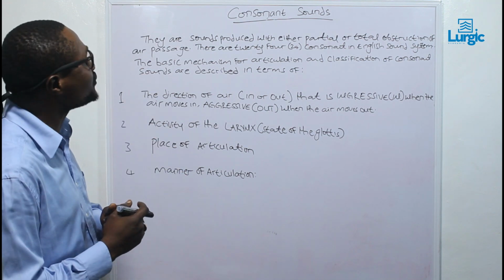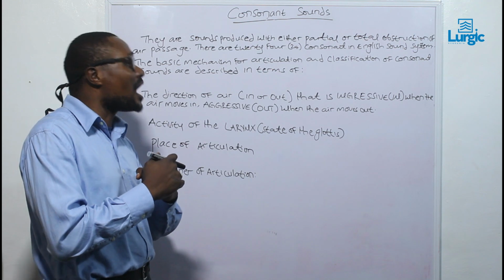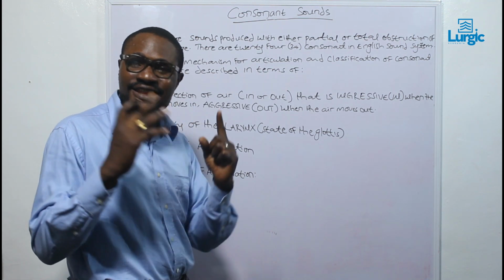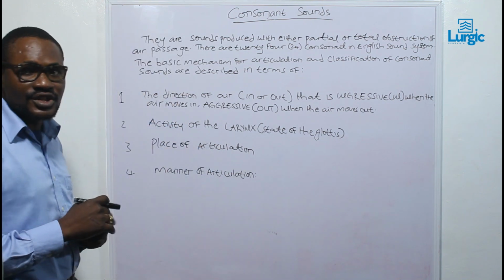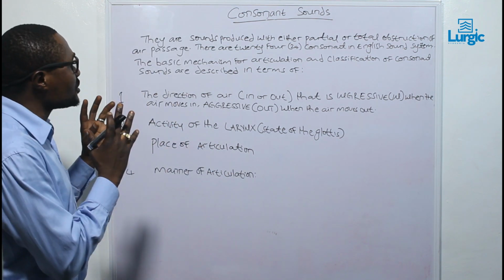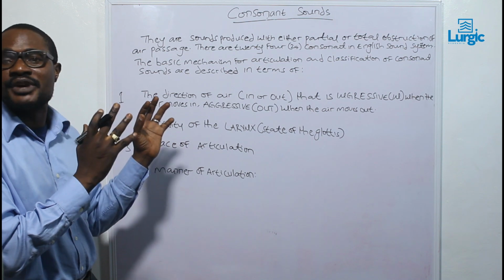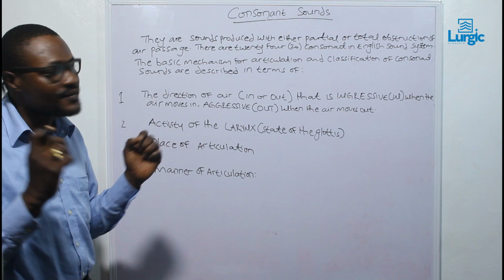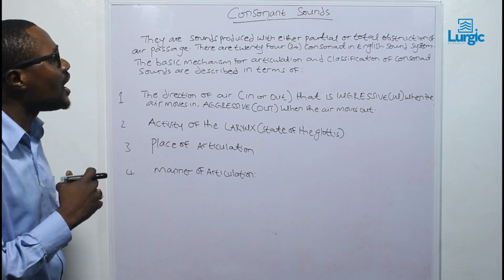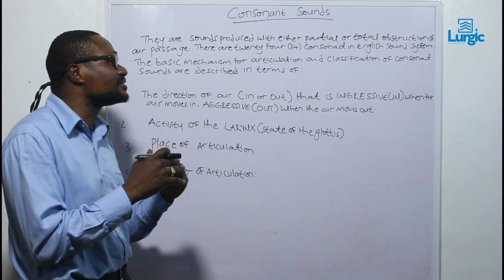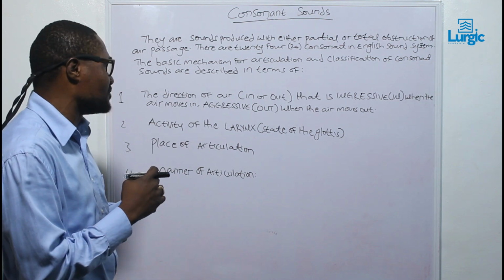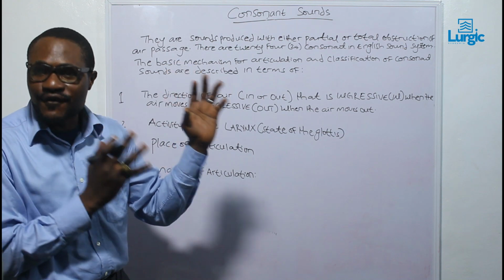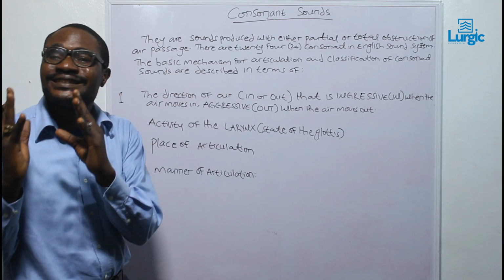Consonant sounds are sounds produced with either partial or total obstruction of air passage in the vocal cord. Now, if you must know, the vocal cord can either be totally blocked or partially blocked. There are 24 consonant sounds in the English language sound system.